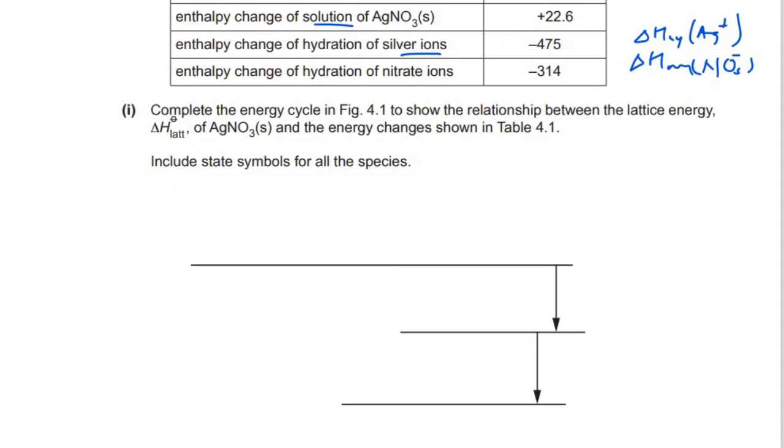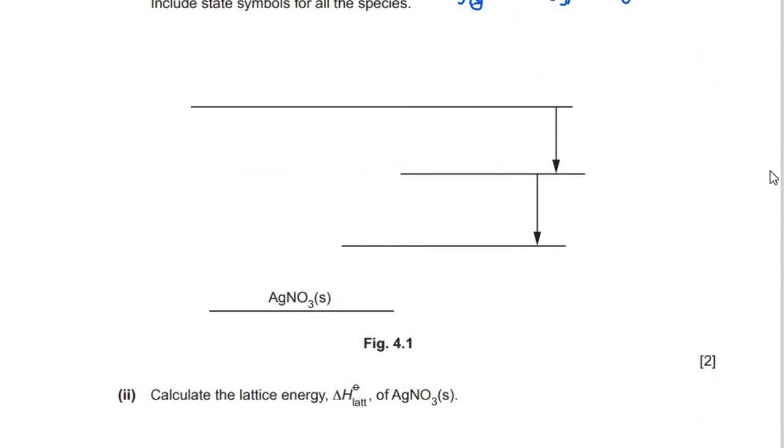Now lattice energy. Now what is lattice energy? According to the lattice energy definition, 1 mole of an ionic compound is formed from its ions in the gaseous form, Ag plus gas, NO3 minus gas. That is how the delta H lattice is defined. So include the state symbols for all the species given here. Now here are all the stages given. AgNO3 in the solid form is given.